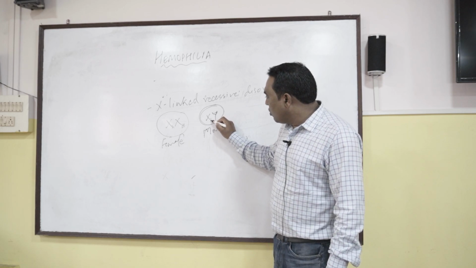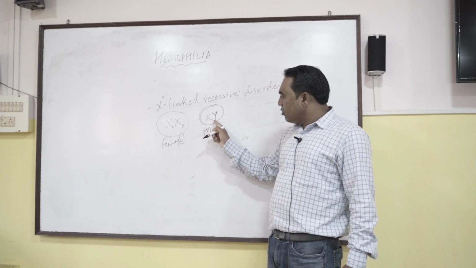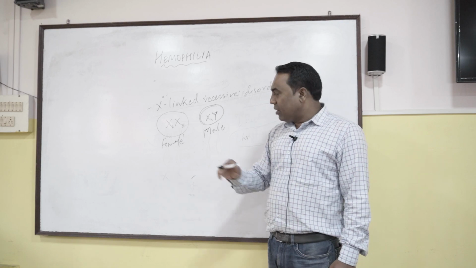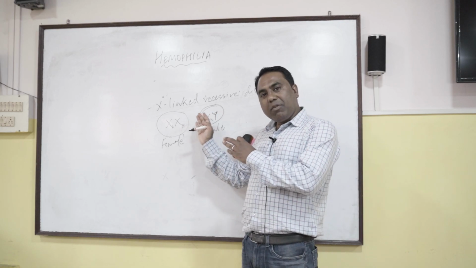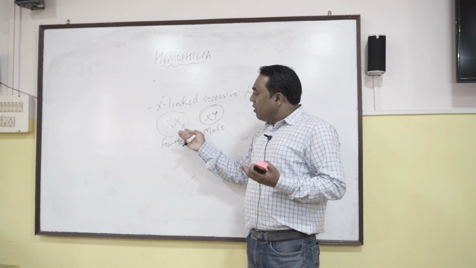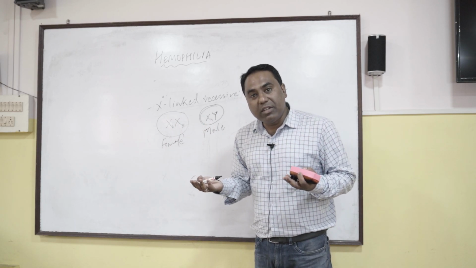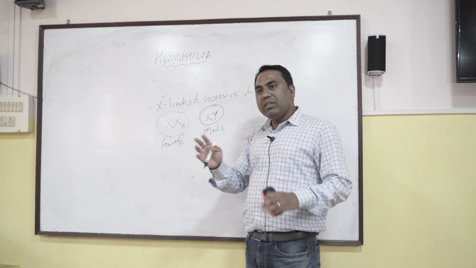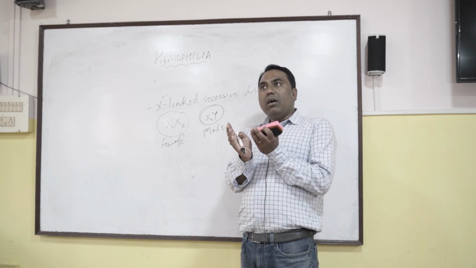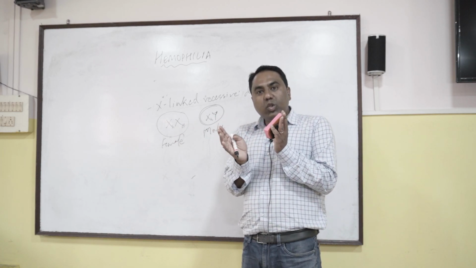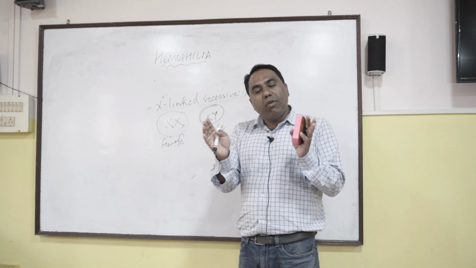So I'm going to write here as small h, X small h, Y. Now normally these types of cases are very rare, where the female is also a carrier and the male is also an affected male. This normally happens in those families where two individuals, male and female, marry from the same family.